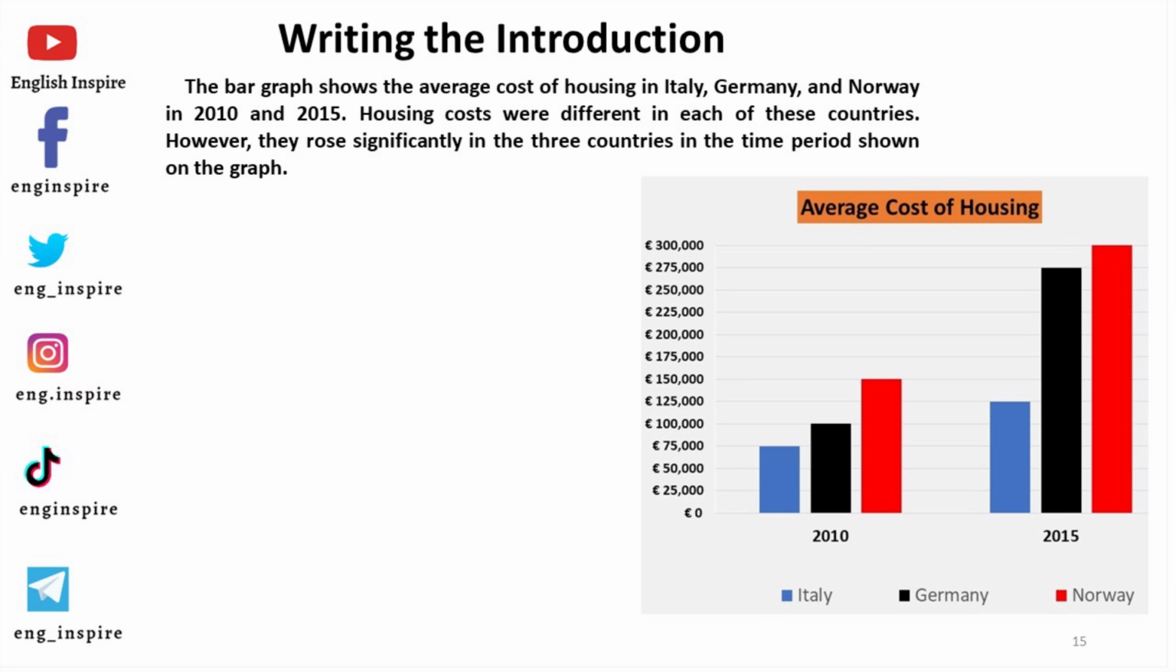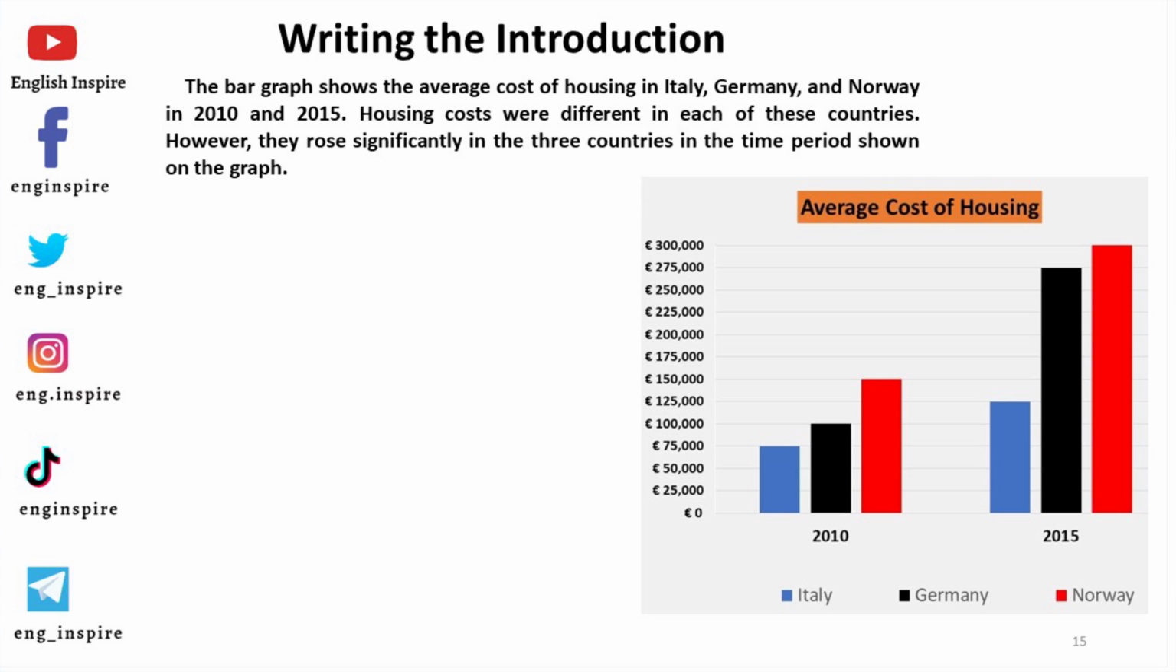The bar graph shows the average cost of housing in Italy, Germany and Norway in 2010 and 2015. Housing costs were different in each of these countries. However, they rose significantly in the three countries in the time period shown on the graph.